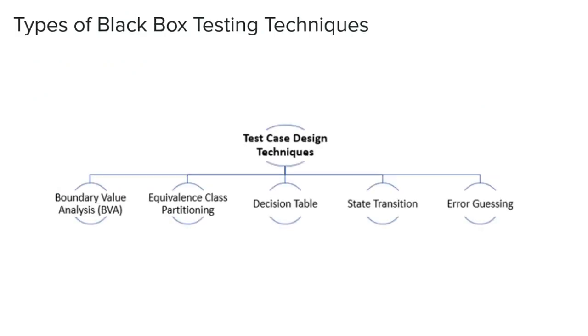But what we are going to see in detail is, as a tester, we should always know the different types of black box testing techniques. So what are the different types of black box testing techniques? Boundary value analysis, equivalence class partitioning, decision table, state transition, and error guessing. These are the different types of black box test design techniques. Out of these five, we will first see equivalence class partitioning.